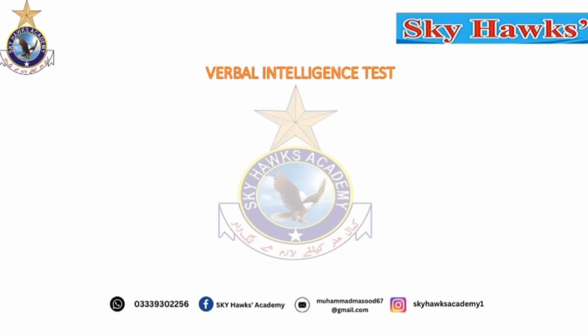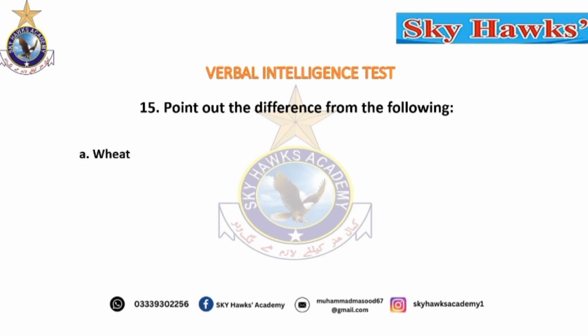Now next question. Okay, now we have a question. Point out the different one from the following: wheat, hay, rice, barley. You've got to know that hay is something different from wheat, rice, and barley. They all are edible, and they all are types of grains, while hay is a casual greeting. So therefore the correct answer is D.